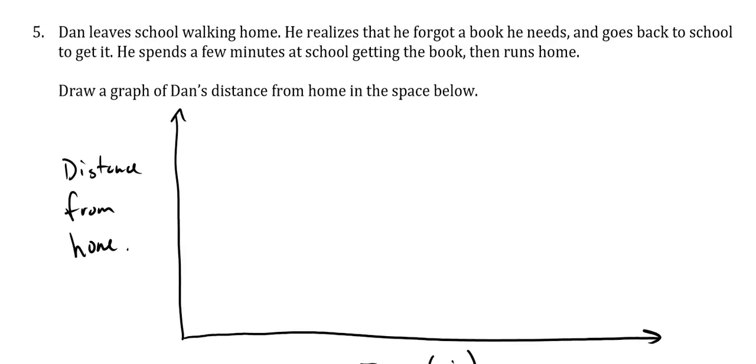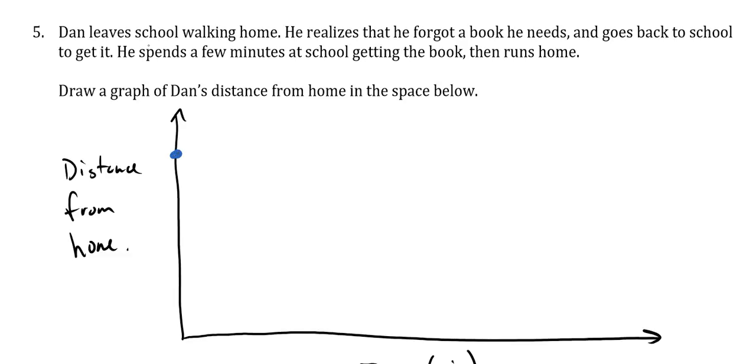If Dan leaves school, everybody look up here. Where would school be on this axis? If Dan leaves school, but this axis is distance from home, where do I start my graph? Thank you, near the top. Near the bottom would be home. Some people will automatically start their graphs at the bottom, just because. I want to start it somewhere near the top.